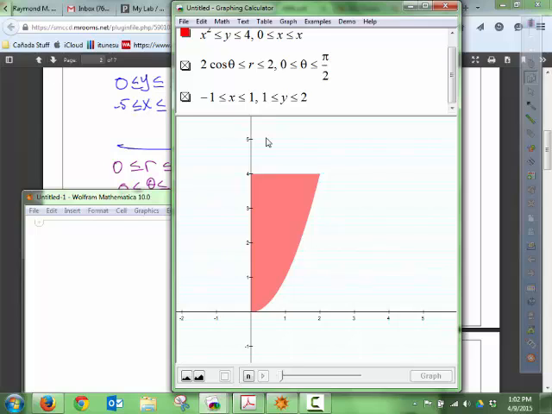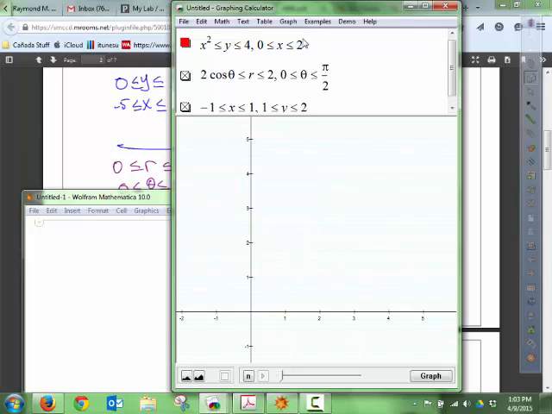So the second problem on your quiz looks like this. The region should look like this. Your y limits went from x squared to 4, and your x limits went from 0 to 2. So this is how your graph should look.